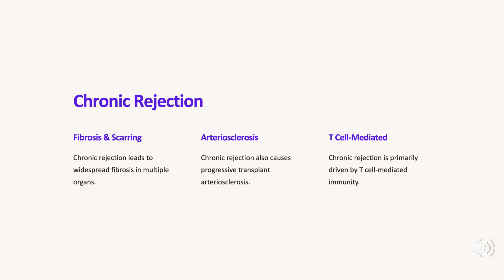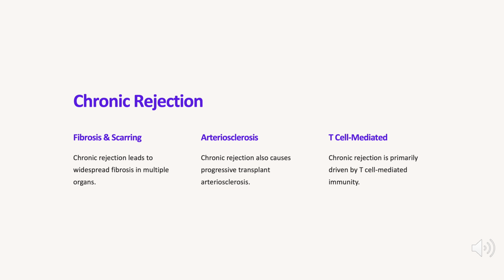Chronic rejection is a gradual and insidious process characterized by persistent immune-mediated damage to the transplanted organ. Here are some key features. 1. Fibrosis and scarring. Chronic rejection results in widespread fibrosis and scarring within multiple organs. This fibrotic tissue gradually replaces the normal functioning tissue of the transplanted organ, impairing its function over time.